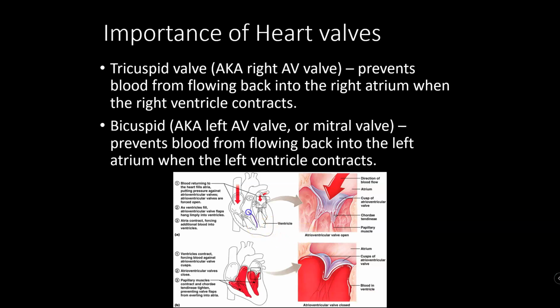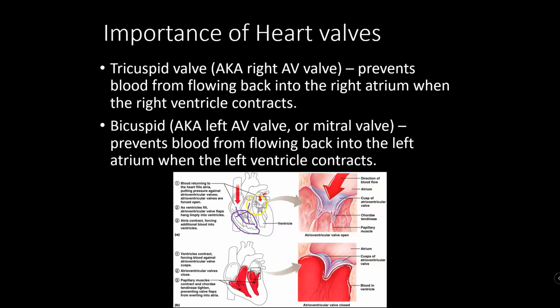Okay. When the right ventricle contracts, the blood has to move forward through the pulmonary valve, and it doesn't go backwards back into the right atrium where it just came from. We don't want that to happen. So when the right ventricle contracts, it actually shuts the tricuspid valve to make sure blood does not go back into the right atrium. Same thing's happening on the left side, but with the bicuspid valve.